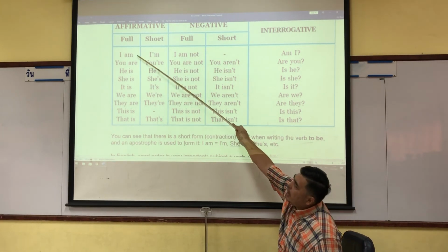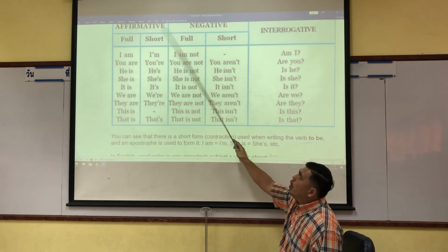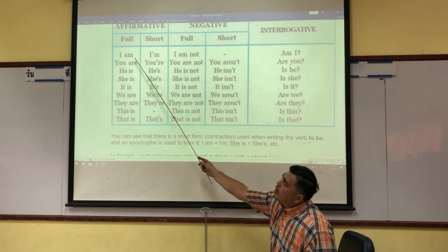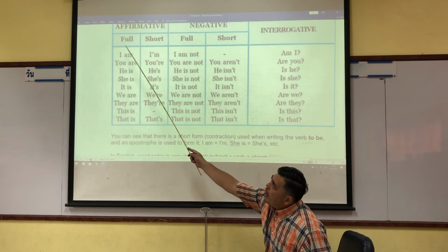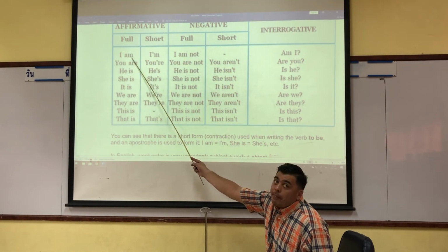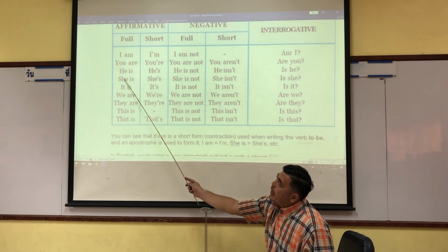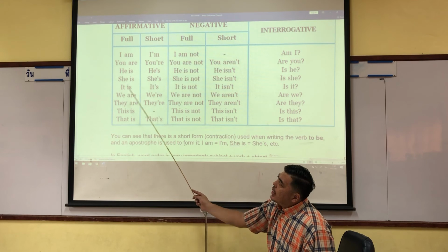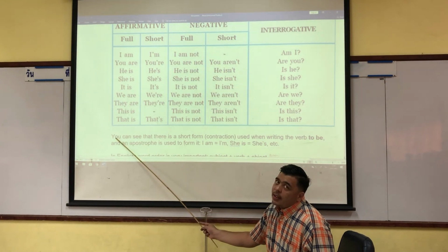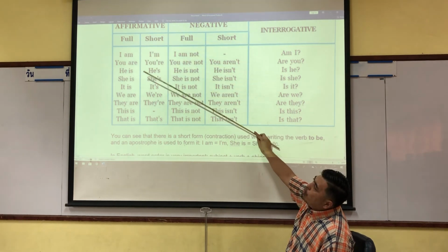Okay. So this part here, when it's affirmative, positive, when we want to change it to interrogative, which is a question, all we do is switch. We put am at the front and I behind the am. So, am I? Are you? Is he? Is she? Is it? Are we? Are they? Is this? Is that?